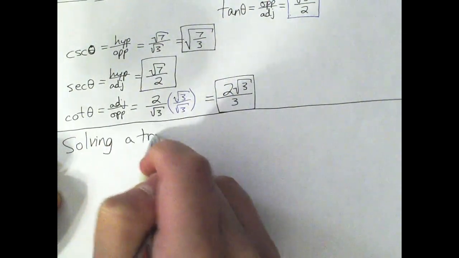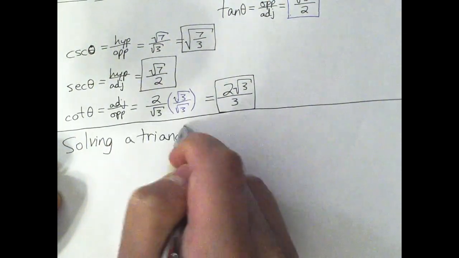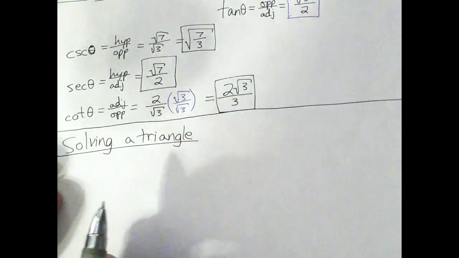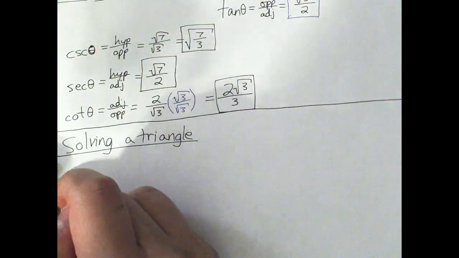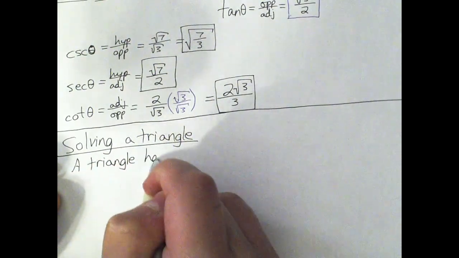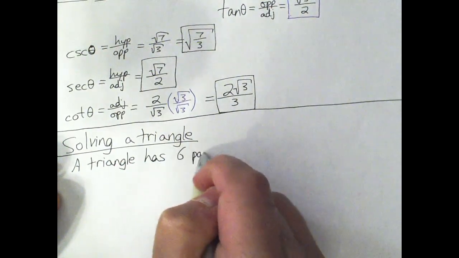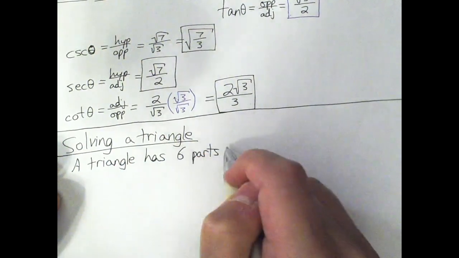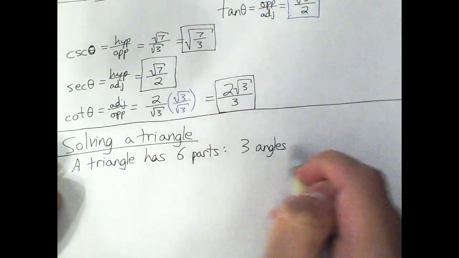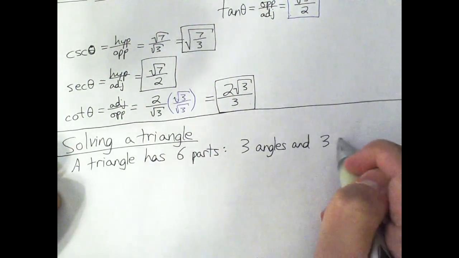We need to talk about solving a triangle. Solving a triangle. We've already kind of started doing this, so let's talk about it. A triangle has 6 parts. 3 angles and 3 side lengths.